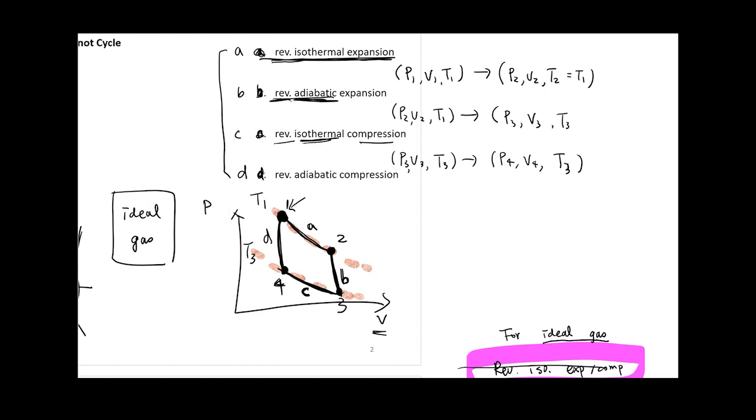At the very last part, you go from P4, V4, T3, and become P1, V1, T1. Okay, so that's how the PVT is going to evolve after you finish a full cycle.